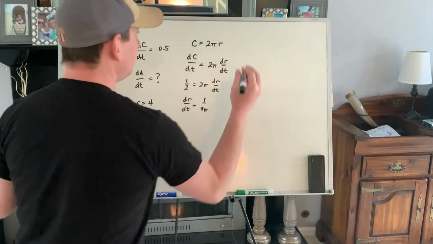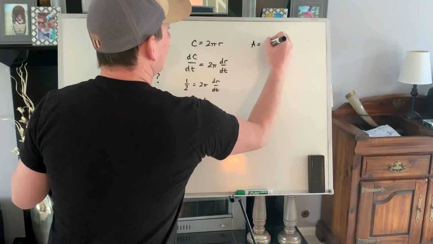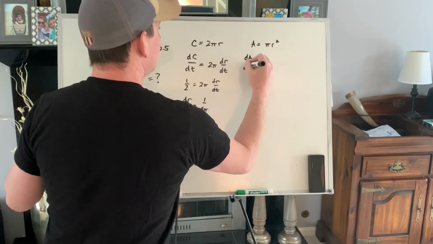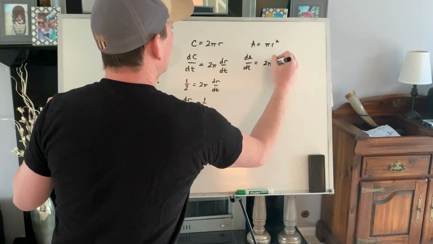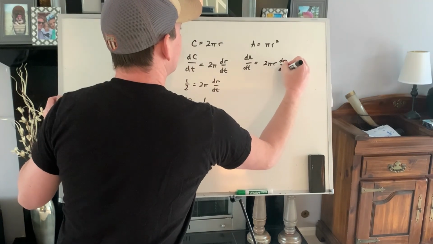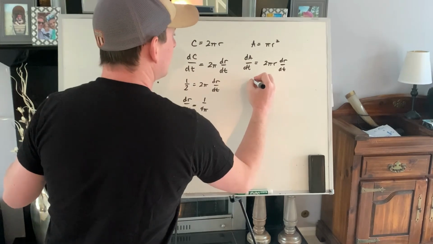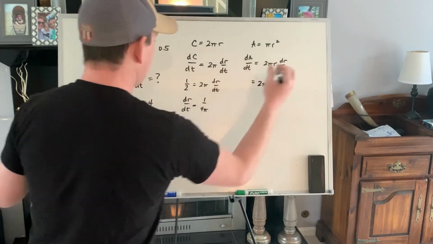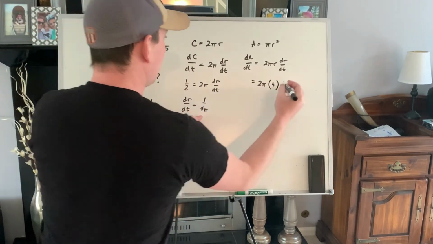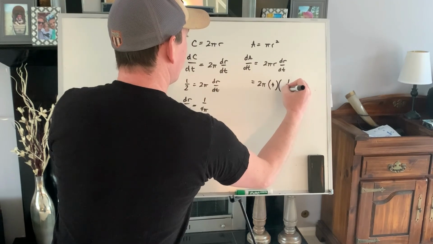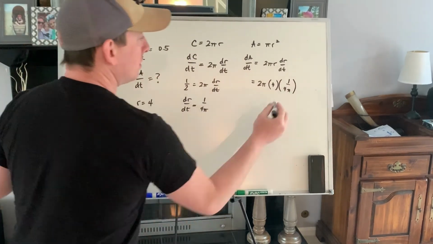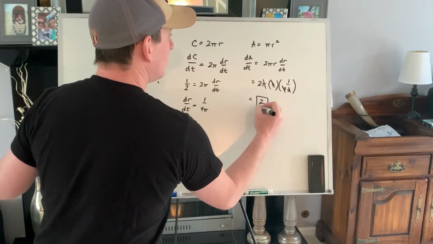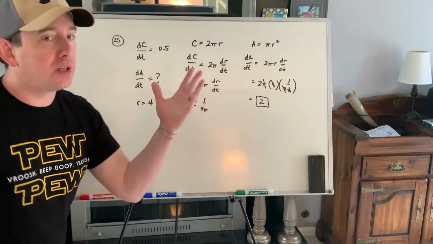So that was easy. Now we're going to pop over to area. Area is pi r squared, which means dA/dt is 2 pi r dr/dt. And this is what we're trying to solve for, so let's just plug everything in. 2 pi, my radius is 4, and dr/dt we figured out from the first half of the problem is 1 over 4 pi. So this is nice, the pi's cancel, the 4's cancel, and I'm left with 2. So the area is changing at 2 somethings per whatever.